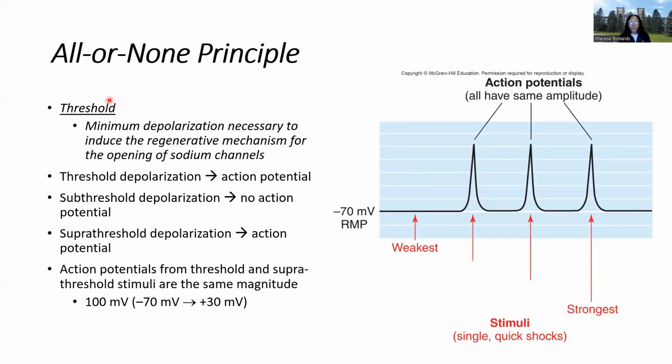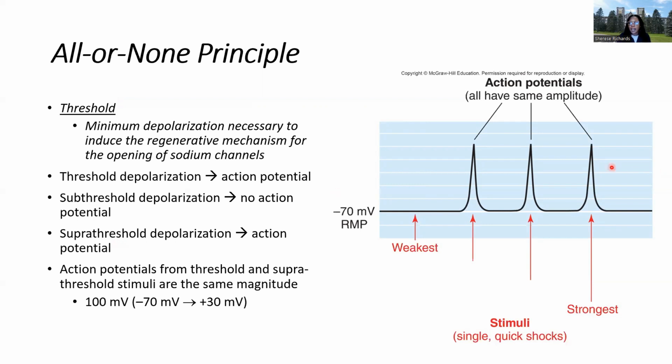And so a threshold depolarization always results in an action potential. A sub-threshold depolarization, anything less than negative 55, if it's negative 54.5, is not going to result in an action potential, right? So really that threshold value is super important in terms of whether this occurs or not. If we have a supra-threshold depolarization, it's going to be the exact same action potential.